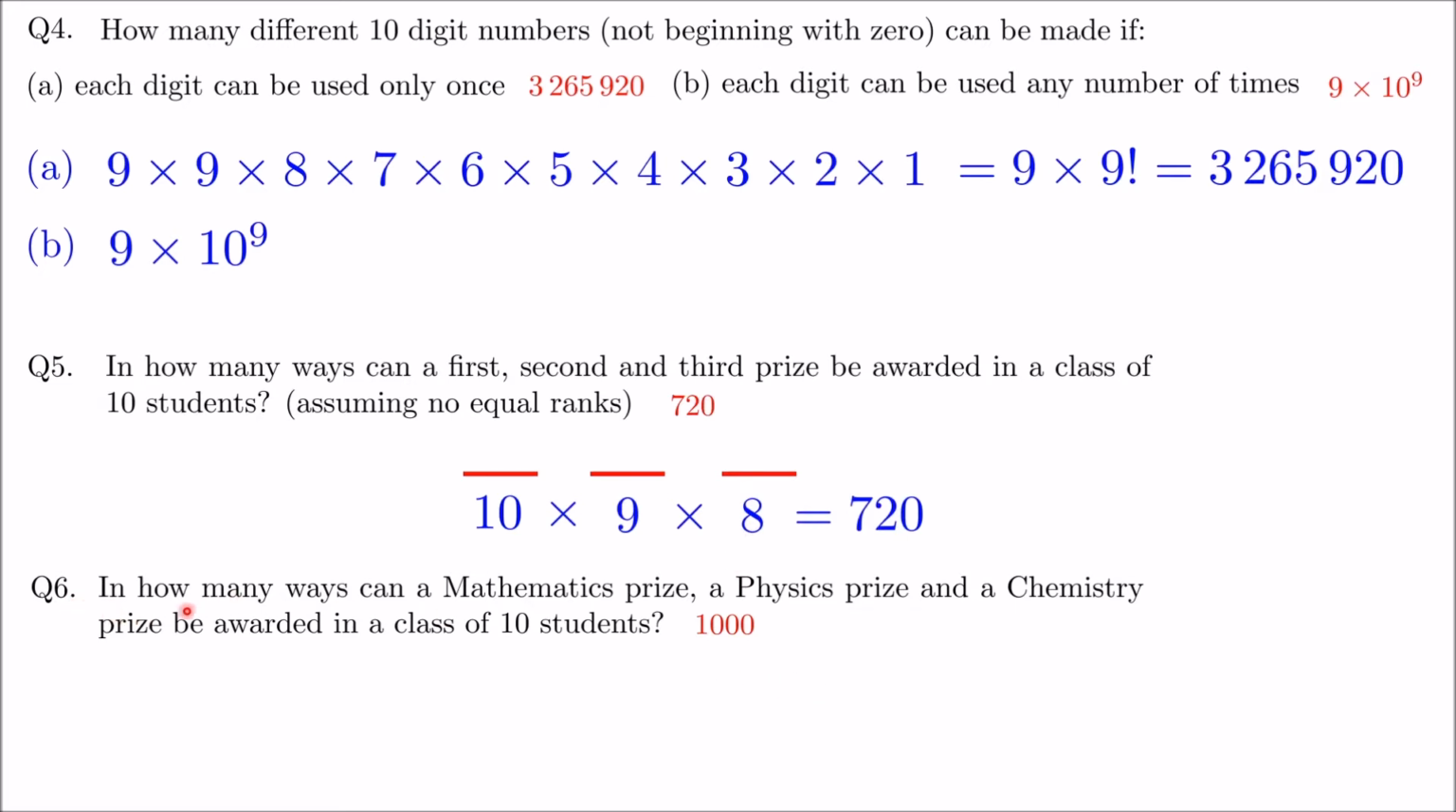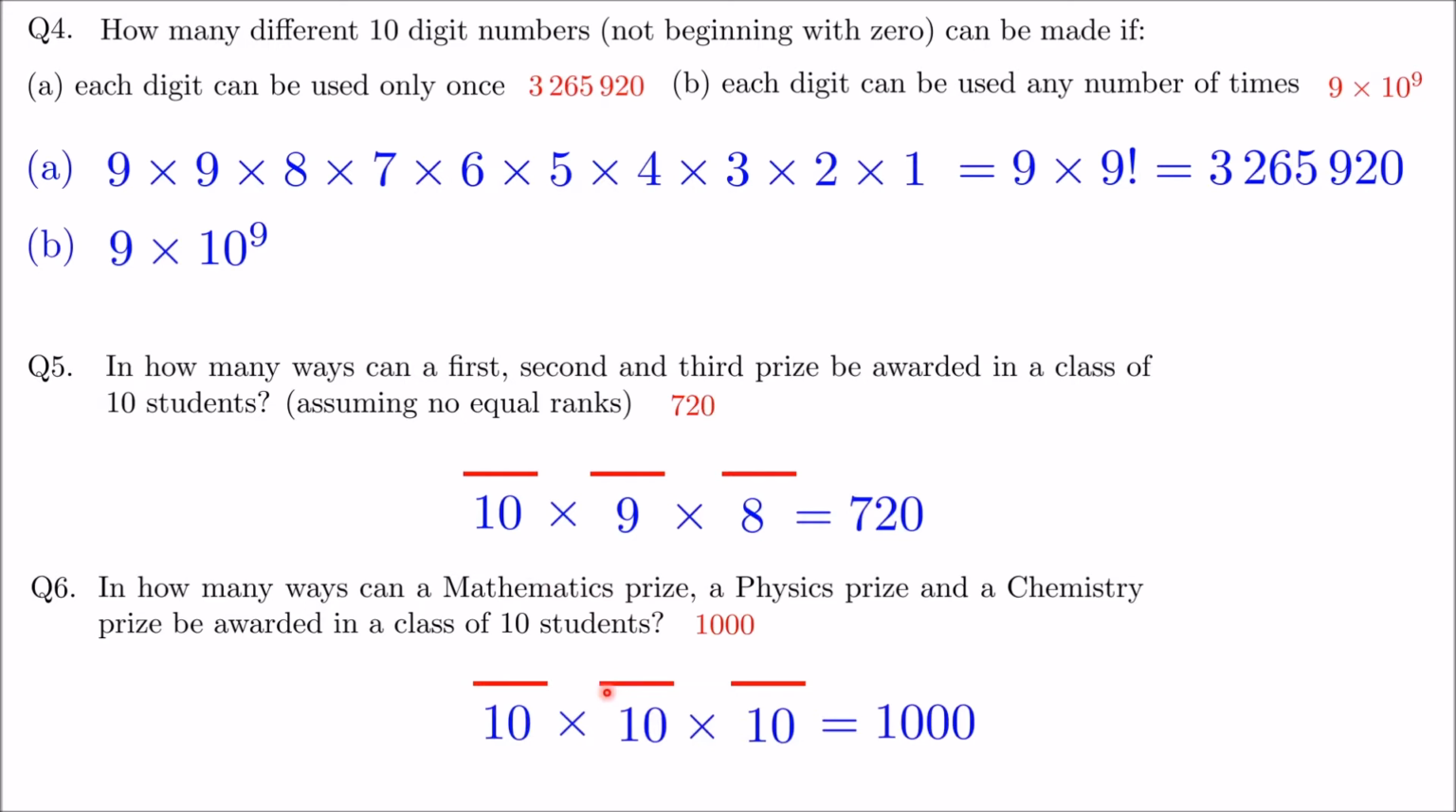Okay, question 6 is really a very similar scenario, except now the prizes are subjects. So now you can repeatedly give the same kid multiple prizes, because you can give them the maths and the physics prize. Imagine you've got 10 students standing in front of you. You've got your initial maths prize, and you're trying to give it to one of them. So right in the beginning, you've got 10 choices.